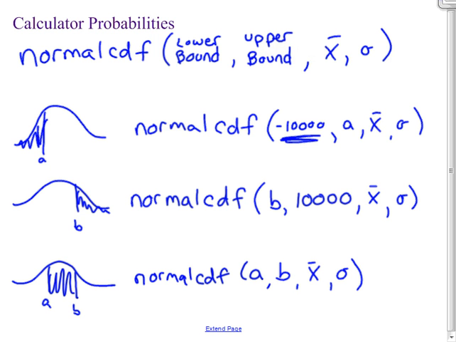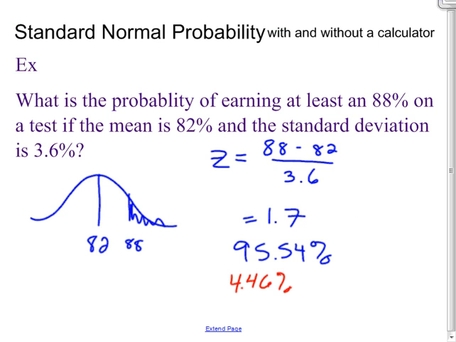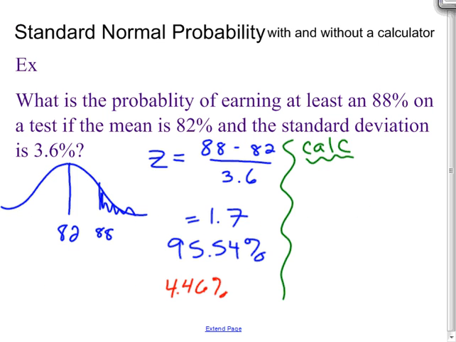So now, we're going to practice that previous example that we just did using our calculator. So I'm going to go back to this problem. So using my calculator, I'm going to do my normal CDF, and then I need my lowest bound, which is 88.